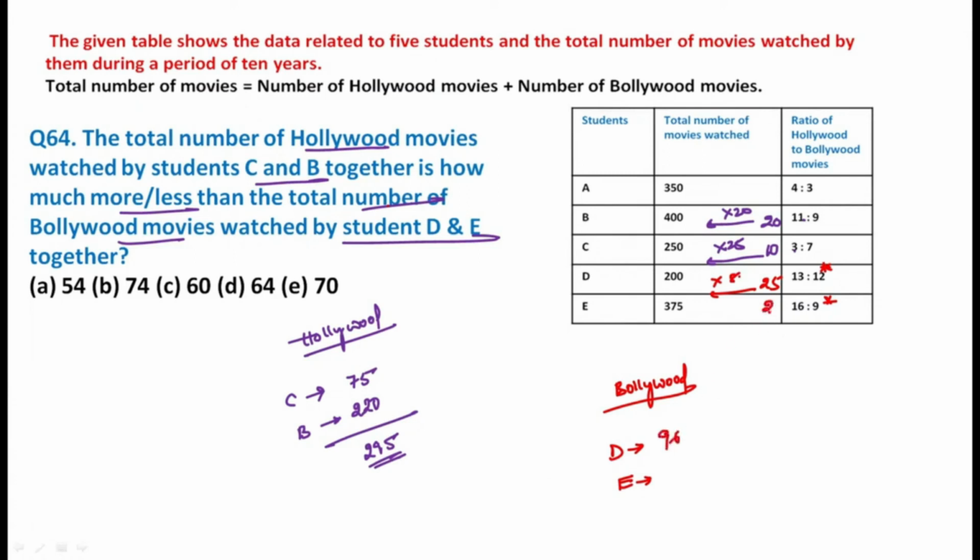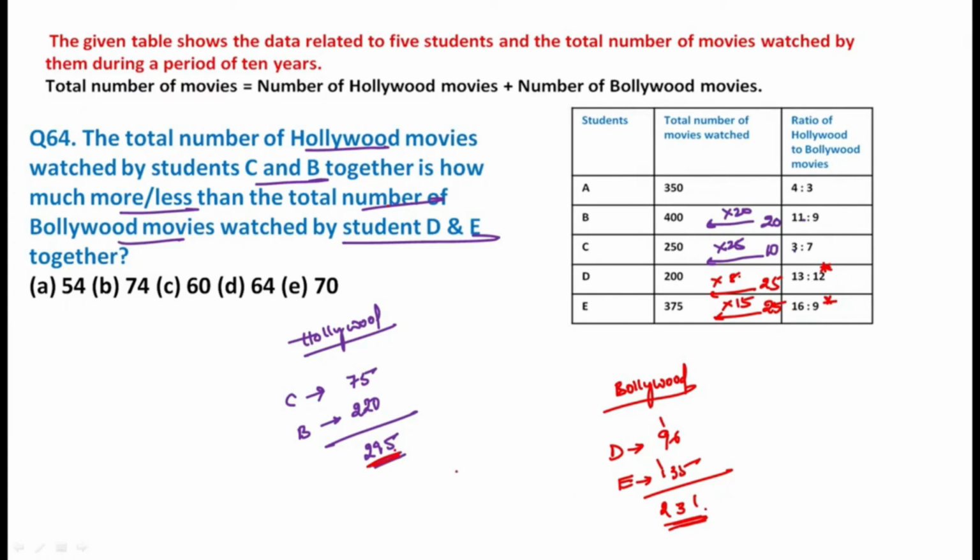In the same way, 16 plus 9 is equal to 25. 25 becomes 15 times. We want 9 fifteens. So 9 tens are 90, 9 fives are 45, total 135. The sum of these values is 231. Now the question: 295 compared to 231, whether it is more or less. It's more. You just find the difference here.